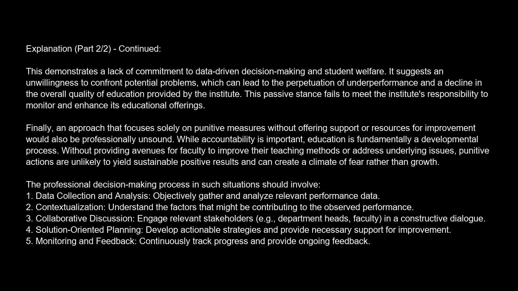The professional decision-making process in such situations should involve: 1. Data collection and analysis. Objectively gather and analyze relevant performance data. 2. Contextualization. Understand the factors that might be contributing to the observed performance. 3. Collaborative discussion. Engage relevant stakeholders, e.g., department heads, faculty, in a constructive dialogue. 4. Solution-oriented planning. Develop actionable strategies and provide necessary support for improvement. 5. Monitoring and feedback. Continuously track progress and provide ongoing feedback.